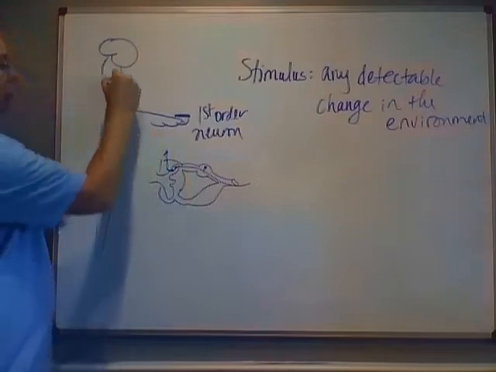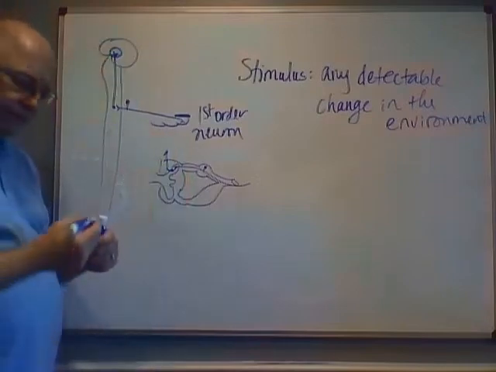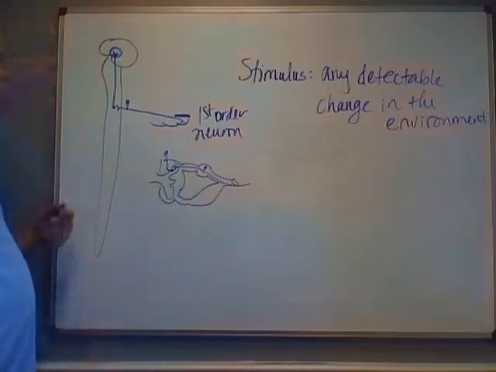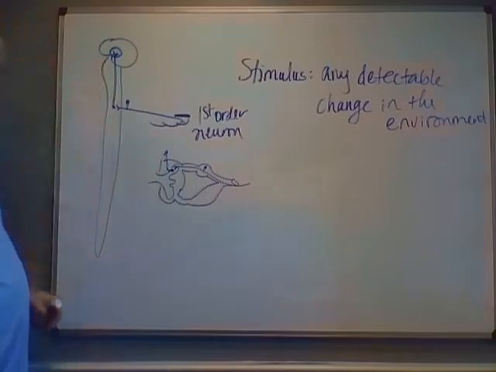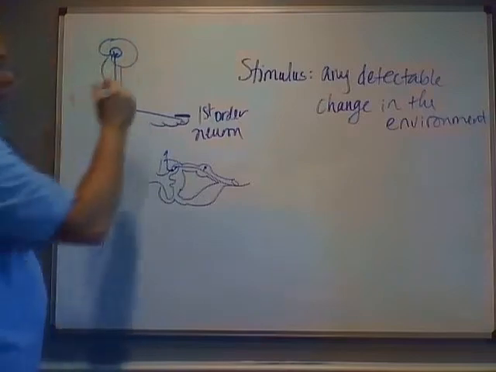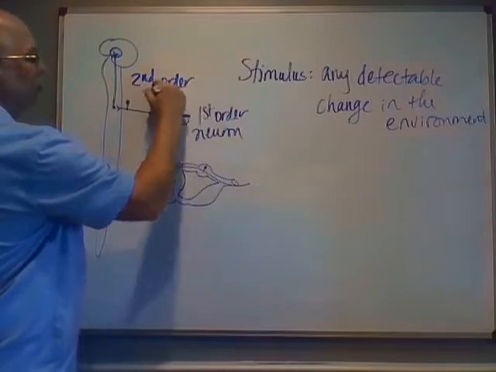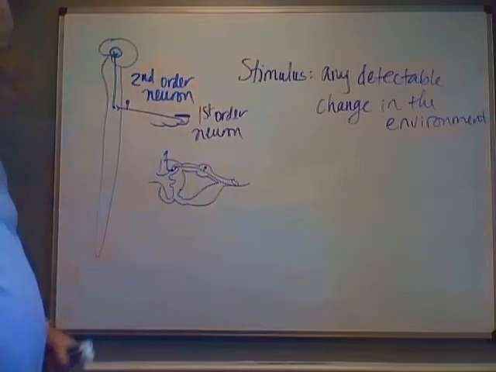So we have a second neuron that's going to go up, and usually, not always, and we're going to learn the exceptions, a couple of minor exceptions in a minute, but usually it's going to go from the spinal cord up to the thalamus, or wherever it goes up to, which part of the brain it goes up to. It's going to be called the second order neuron because it's the second one in the series of 3.